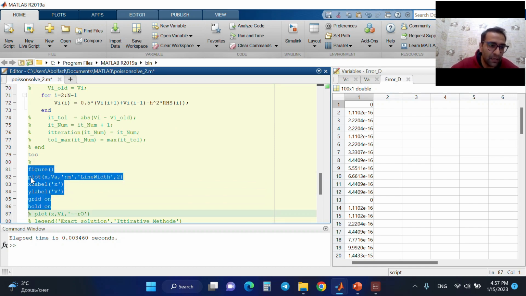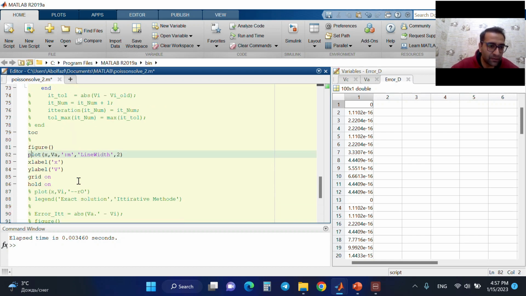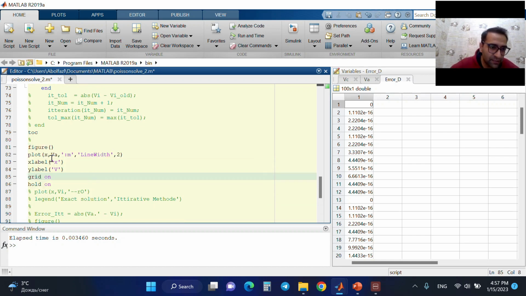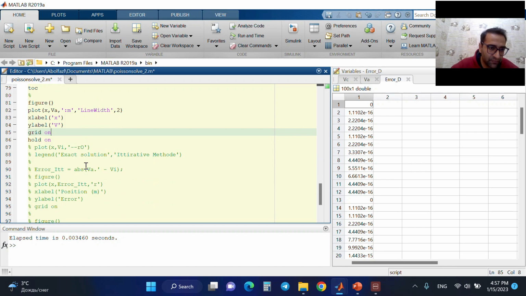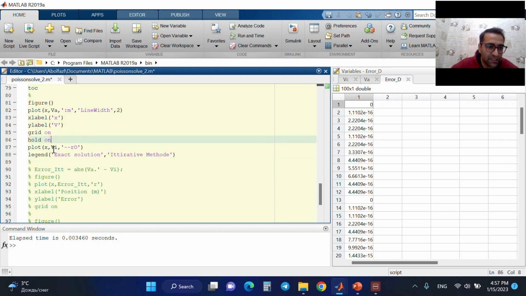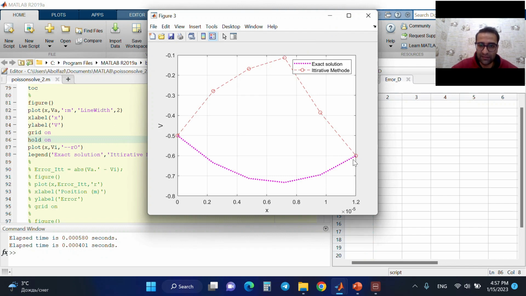Control T, another figure, plot x. No, this is analytical solution. Let me just disable this. Oh, okay, let's have this. This is again analytical solution versus x, and x label V. Okay, just hold on and Control T. Plot x, vi with red dashed line and O marker, and legend exact solution, iterative method. Just let's look at the solution. How does it look like? You see, this is the exact solution, and this is the solution that we found using iterative technique.